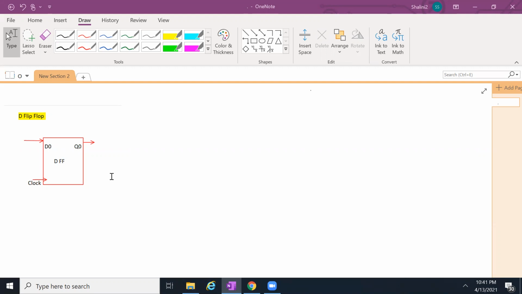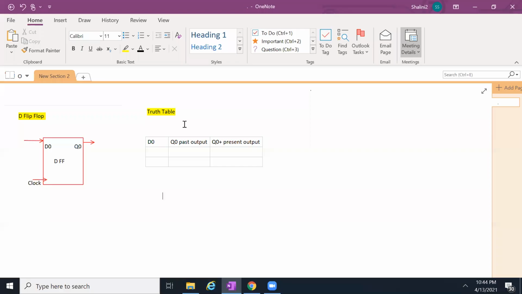So I already made a D flip flop. Here we can see D0 is the input of the D flip flop, Q0 is the output, and this is the clock. I took the positive edge of the clock, which means this flip flop will work on every positive edge of the clock.